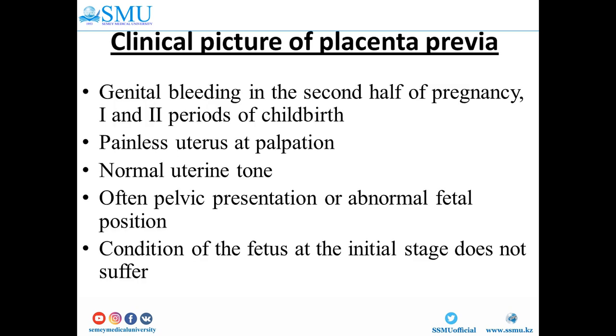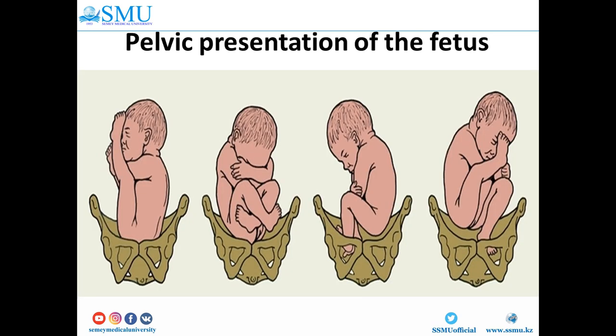Clinical picture of placenta previa. Firstly is genital bleeding in the second half of pregnancy, first and second periods of labor. Painless uterus at palpation. Normal uterine tone. Often pelvic presentation or abnormal fetal position. Condition of the fetus at the initial stage doesn't suffer. Here you can see pelvic presentation of the fetus, and transverse position of fetus.